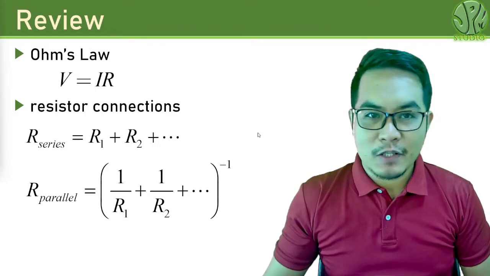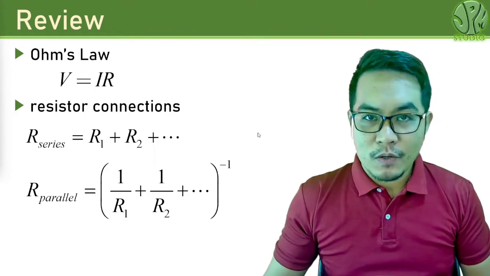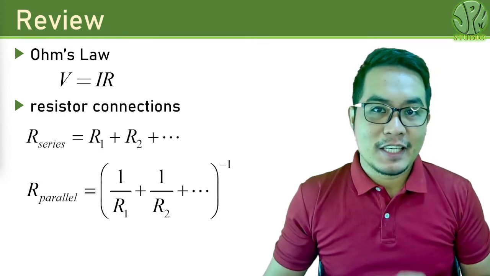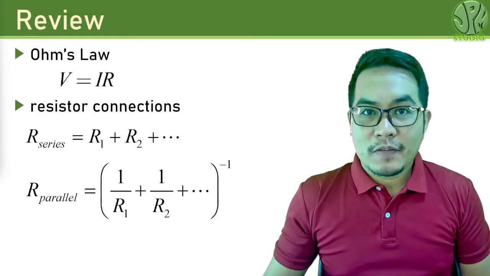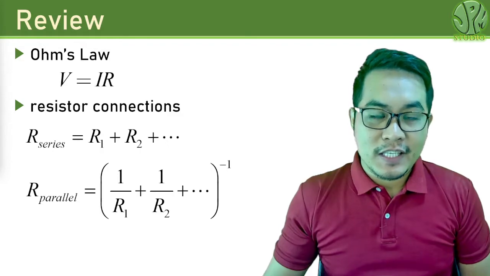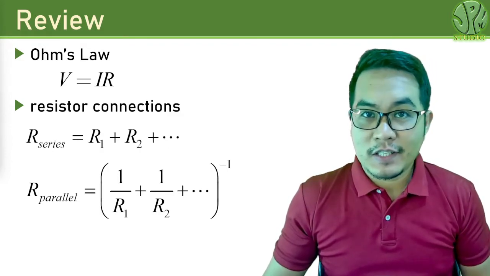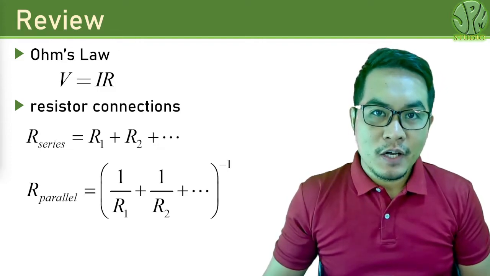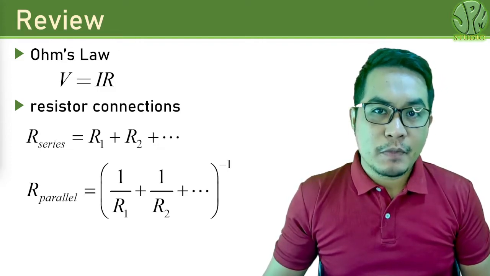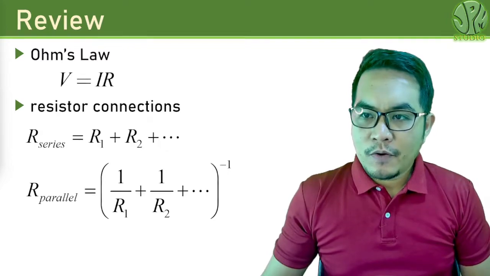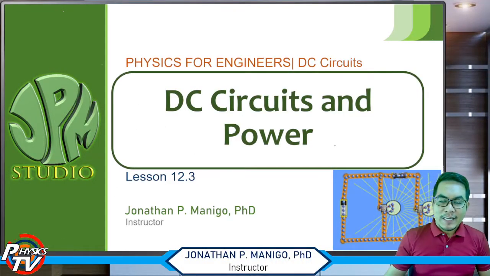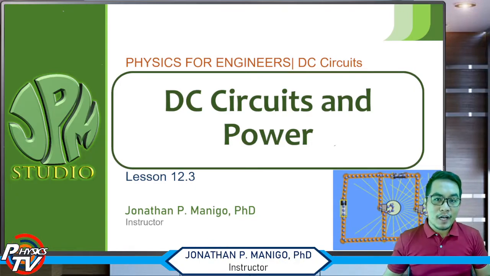In the previous lessons, we have discussed Ohm's law, the relationship between the voltage, current, and resistance in a material. And we also have discussed resistor connections: series connections, wherein the equivalent resistance becomes larger, and parallel connections, wherein the equivalent resistance becomes smaller. For this lesson, we will be talking about direct current circuits and power.